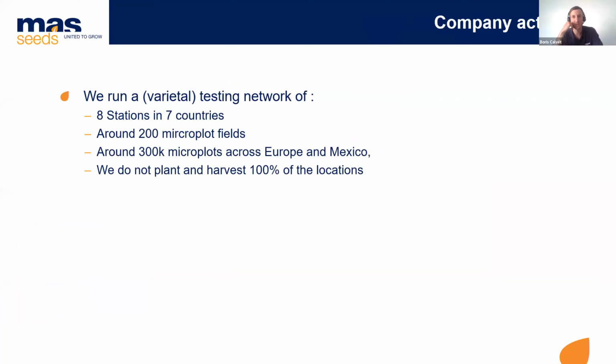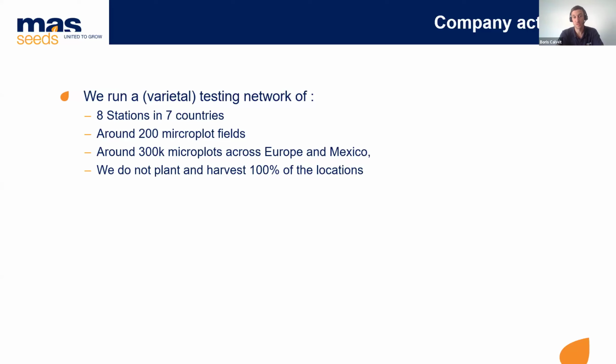So the company activity: MAS Seeds run varietals. I say varietal because we're testing hybrids or genetics in general. We are not testing any other product than that. We have a testing network of 8 stations, which are in 7 countries. We have around 200 microplot fields, and in total around 300,000 microplots across Europe and Mexico.